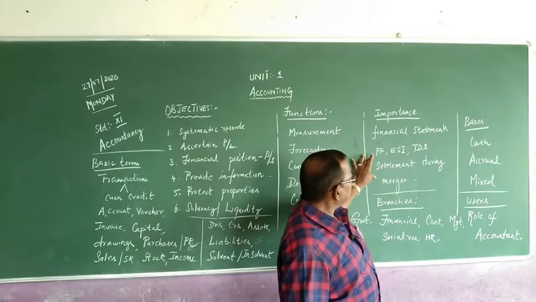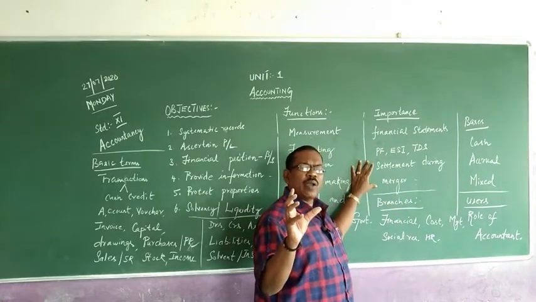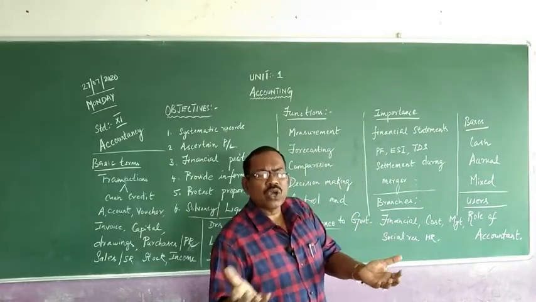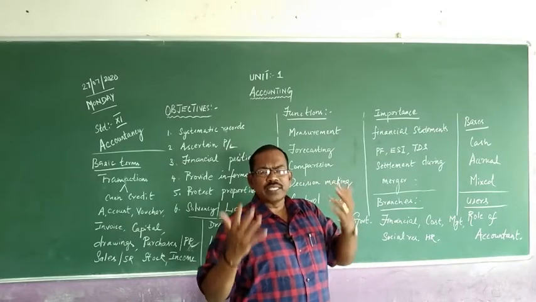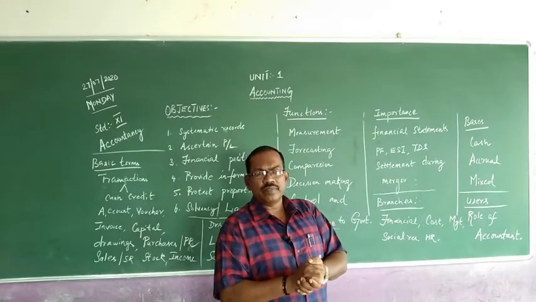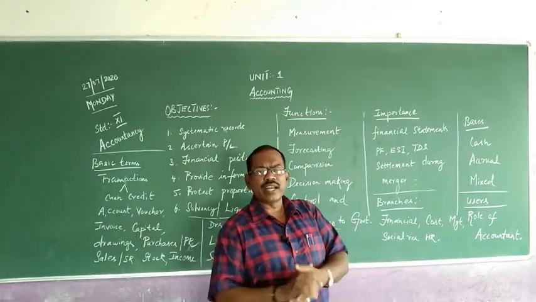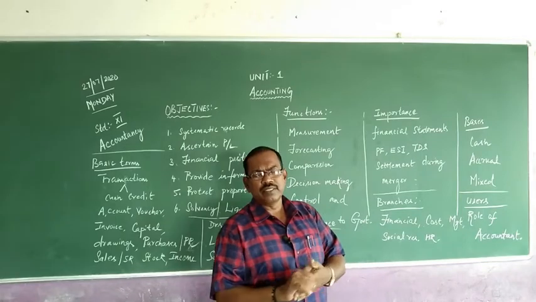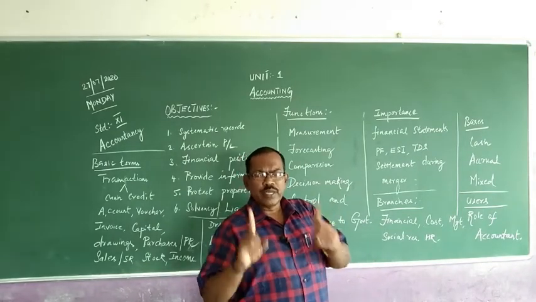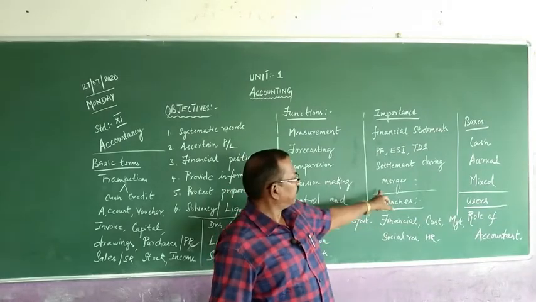Then settlement during merger. What do you mean by merger? It can also be called amalgamation. Two business concerns joining together, we can call it a merger or amalgamation. They are joining together and becoming one single business. Two businesses joining together and becoming one business is called merger.